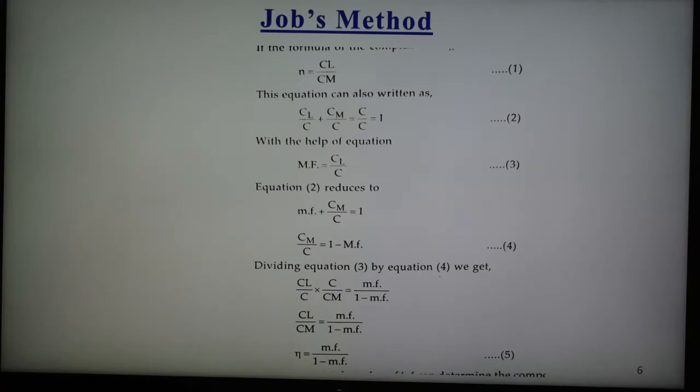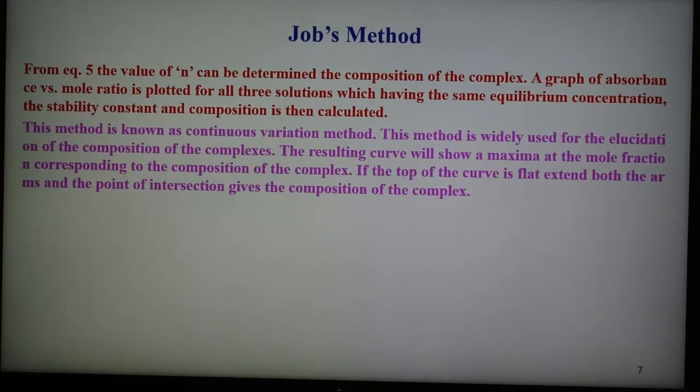A graph of the absorbance versus mole ratio is plotted for all the 3 solutions which have the same equilibrium concentration. The stability constant and composition of the complex is then calculated. The nature of the curve obtained is shown in the figure, and this method, Job's method, is known as the continuous variation method. This method is widely used for the determination of the composition of the complex.